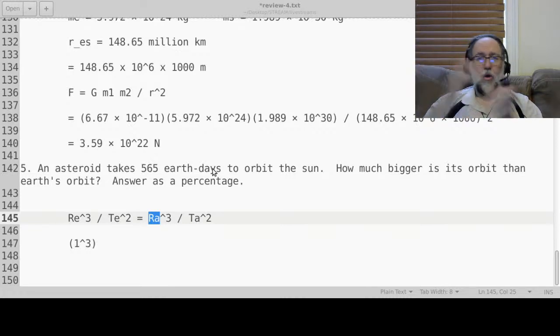Okay, and so you know what? If we just want to do a comparison of how much bigger the radius of the orbits are, just put 1 in for the Earth. Okay, I hope that's not too subtle, but this will work.